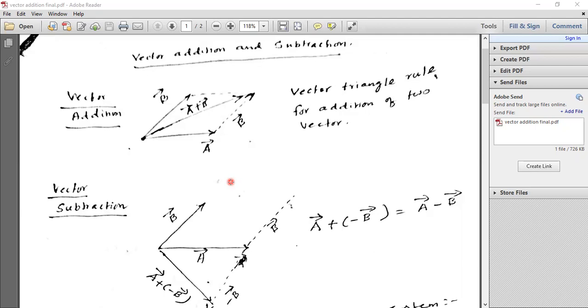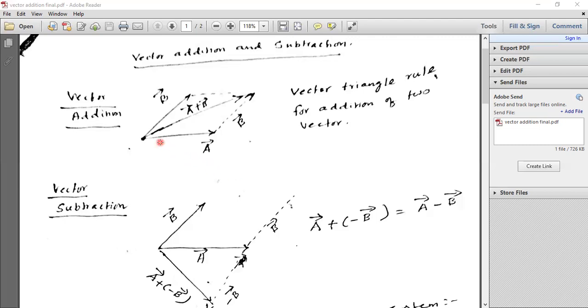magnetostatics, the distance between the field point where you are measuring the field and the source point where the electric source or magnetic source is present. The distance between the two points is important in calculation of electric field intensity and the magnetic field intensity. So this video covers that aspect.